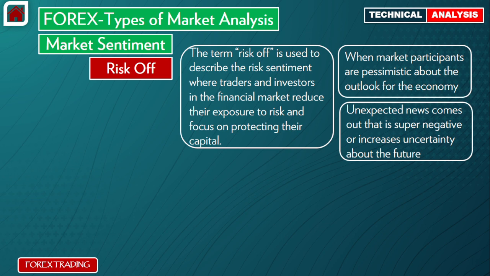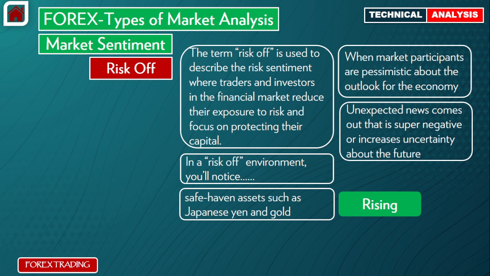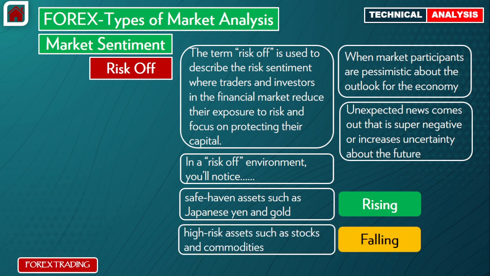It means unexpected news comes out that is super negative or increases uncertainty about the future. So this is how these risk off environments can be triggered. If you are in a risk off environment, you will notice that safe haven assets such as the Japanese yen and gold, it is historically true that they begin to rise, and high risk assets such as stocks and commodities begin to fall.